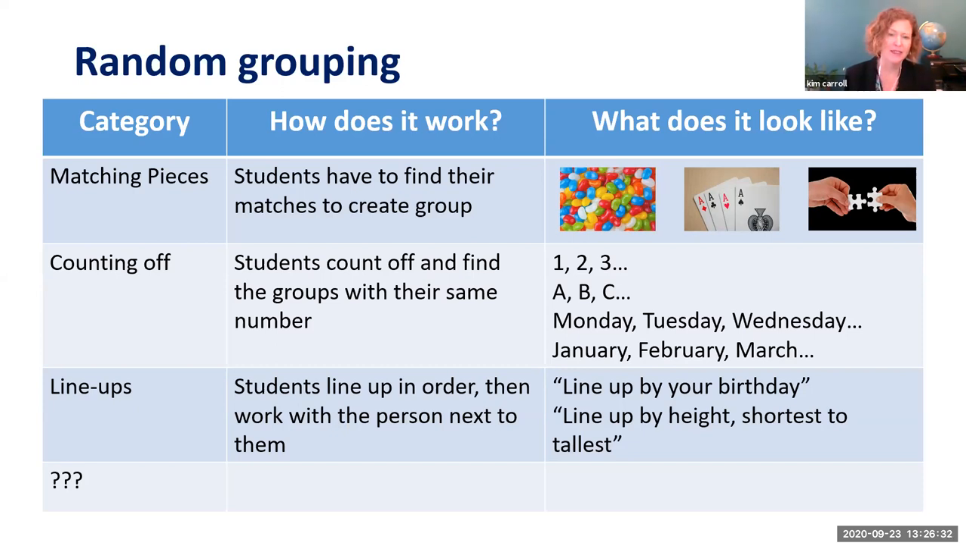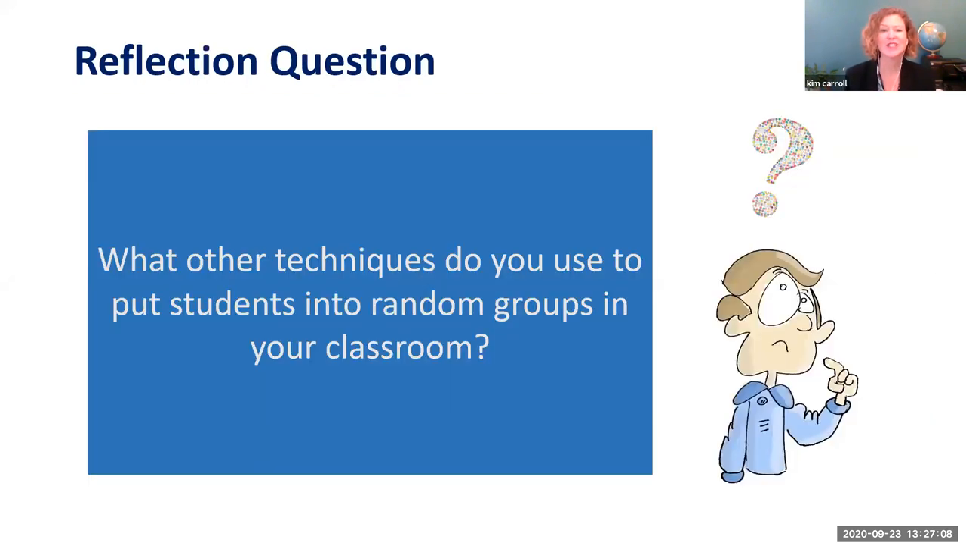The second way is counting off, and a couple of you mentioned this already. So you may have them count by numbers or letters. You may have the Monday group and the Tuesday group, or anything that is sequential is something you can use to count your students off. So maybe get creative and think about how you could have them count off. The third way I have here is a lineup where you have them line up in order of their birthday or their height, and then work with the person next to them or fold the line and work with the person across from them. So I have a question for you. What techniques do you use to put students in random groups?